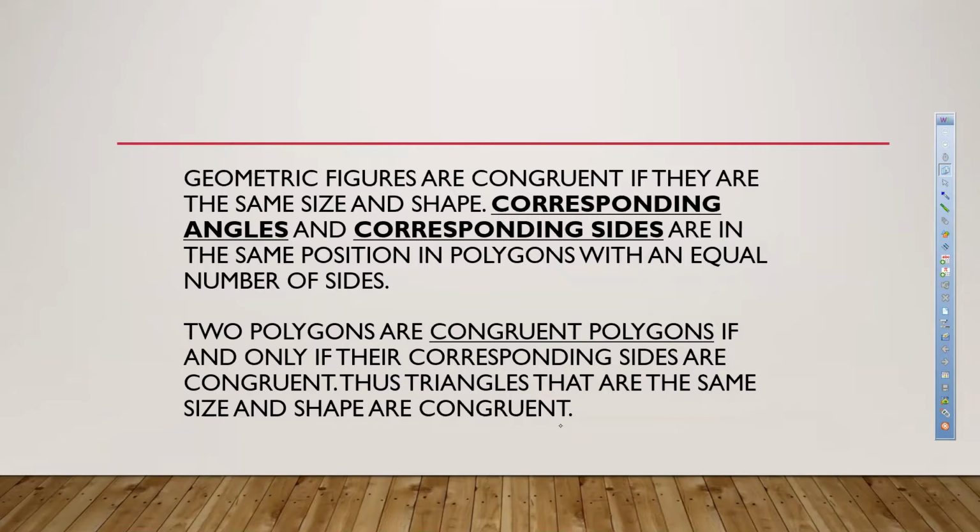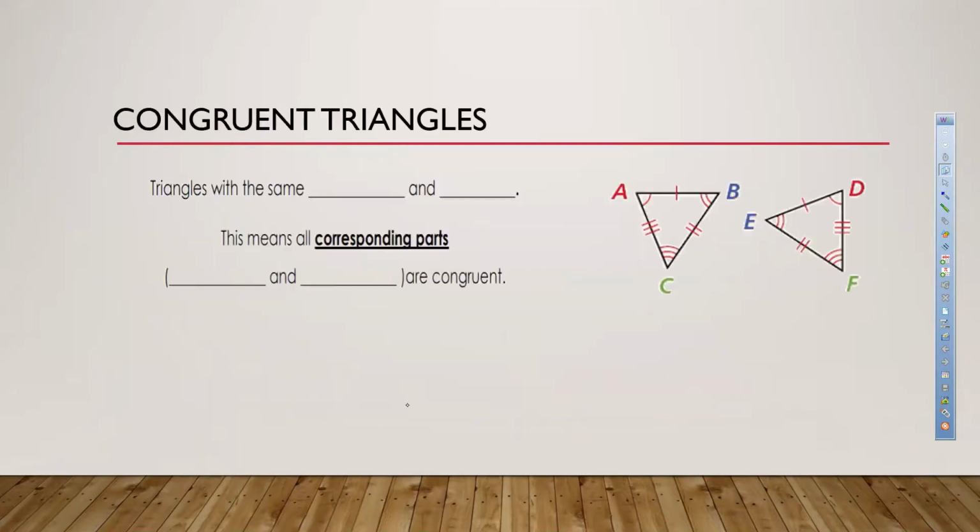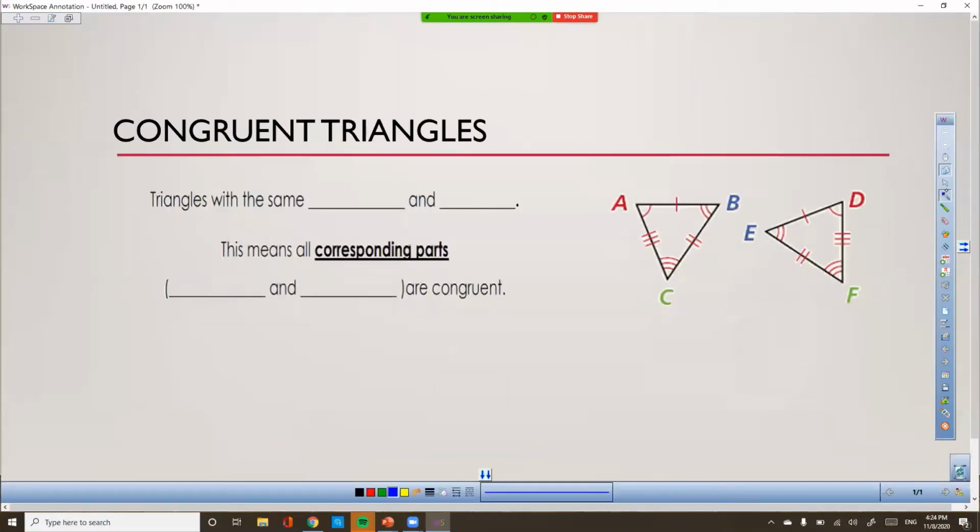So in this section, we're basically going to be focusing on congruent triangles. Congruent triangles are triangles with the same size and same shape. As you can see here, I have two congruent triangles, and this means that all corresponding parts, the angles and the sides, are congruent to each other, so these two triangles will be congruent to each other.